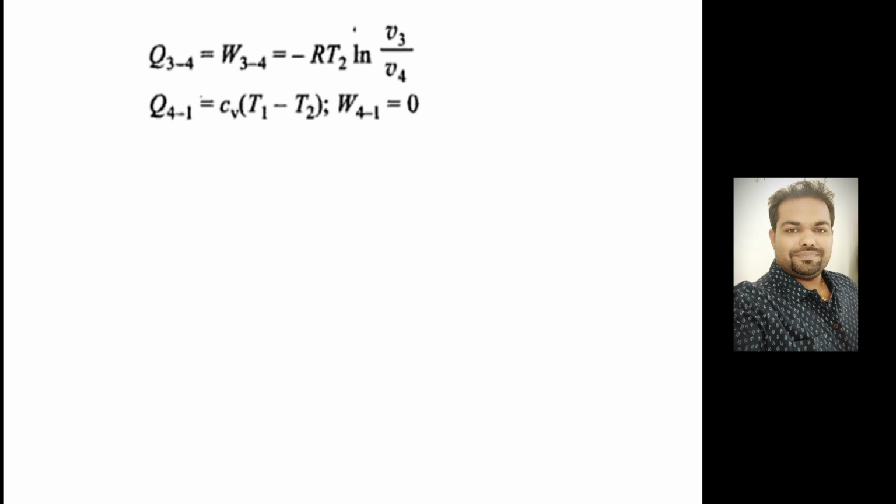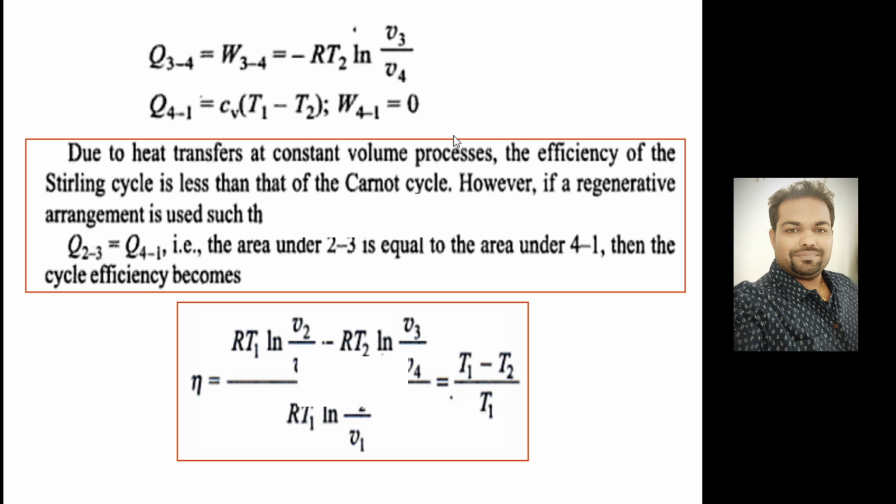And Q3-4 is again RT2 ln of V3 by V4, and Q4-1 here you will get Cv (T1 minus T2), but work transfer is 0 in process 4 to 1. So keep in mind, in these constant volume processes, heat transfer is also taking place. Process 4 to 1 and 2 to 3, some heat transfer is taking place. That's why the efficiency of the Stirling cycle is less than the Carnot cycle.